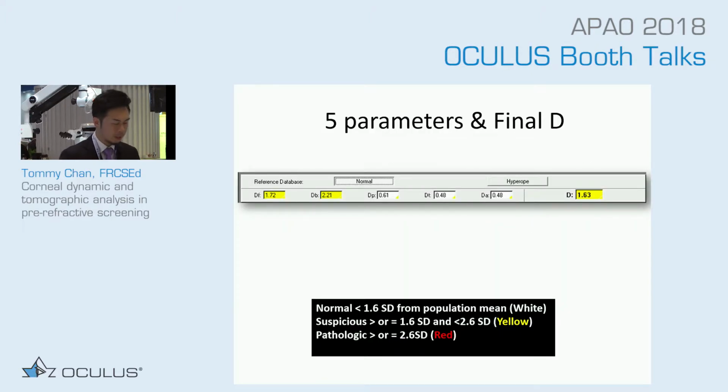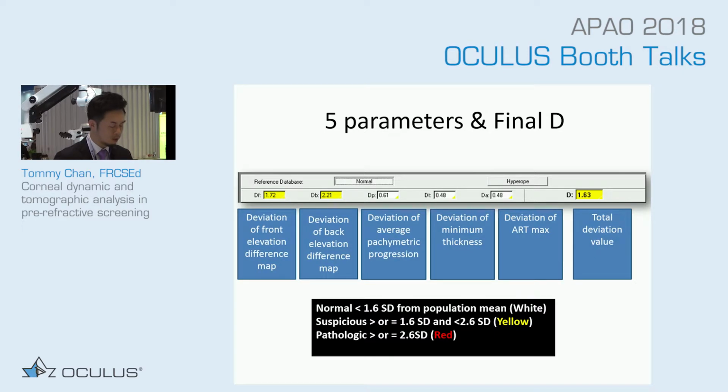So these are the 5 parameters I just mentioned. The DF is for the anterior front surface, the DB is the back surface, the DP is the pachymetric progression, the DT is the minimal thickness, and the DA is the ART max. They will give you total deviation values, and the values will be color coded. If it is within 1.6 to 2.6 standard deviations from normal, it will give you a yellow color, meaning caution. If it is more than 2.6 SD from normal, it will turn red, indicating a pathologic reading.